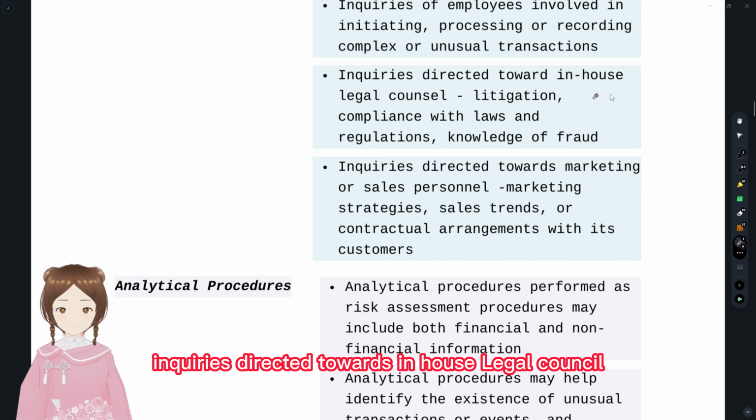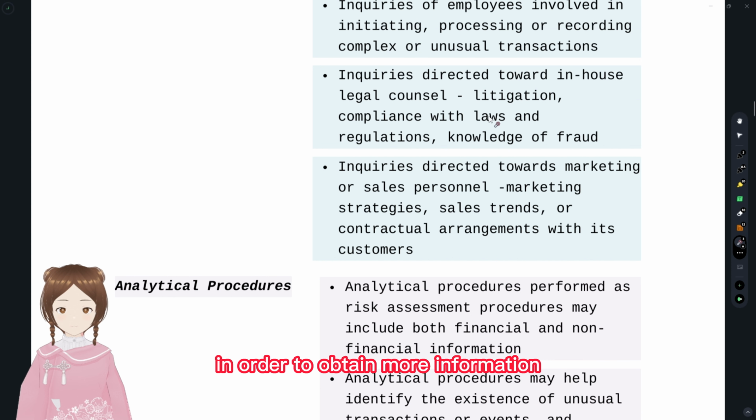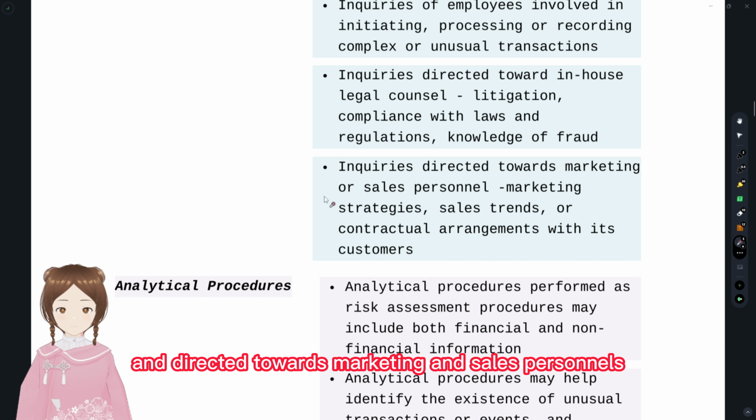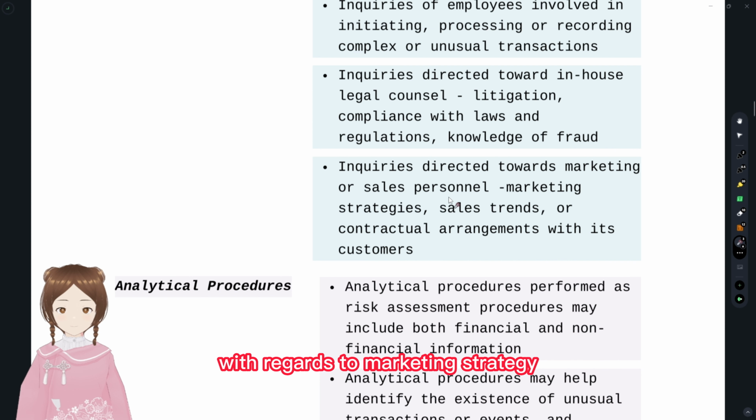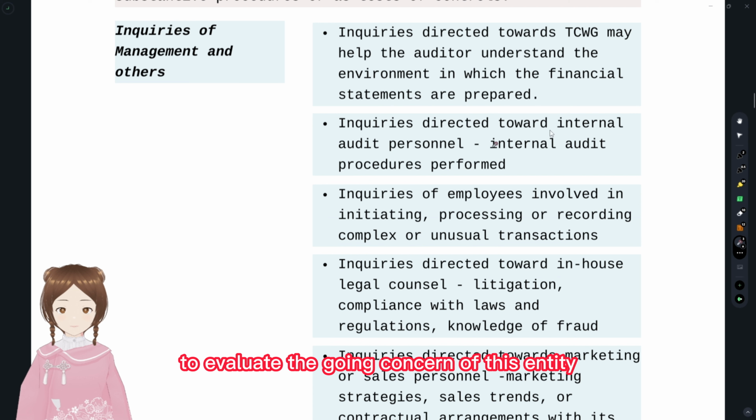Inquiries directed towards in-house legal counsel in order to obtain more information with regards to any kind of litigations, compliance with laws and regulations, and knowledge of fraud, and directed towards marketing and sales personnel with regards to marketing strategies, sales trends, or contractual arrangements. Why do we have to inquire about this? Inquiring of marketing and sales personnel is to obtain an understanding of whether this entity is a going concern, to evaluate the going concern of this entity.